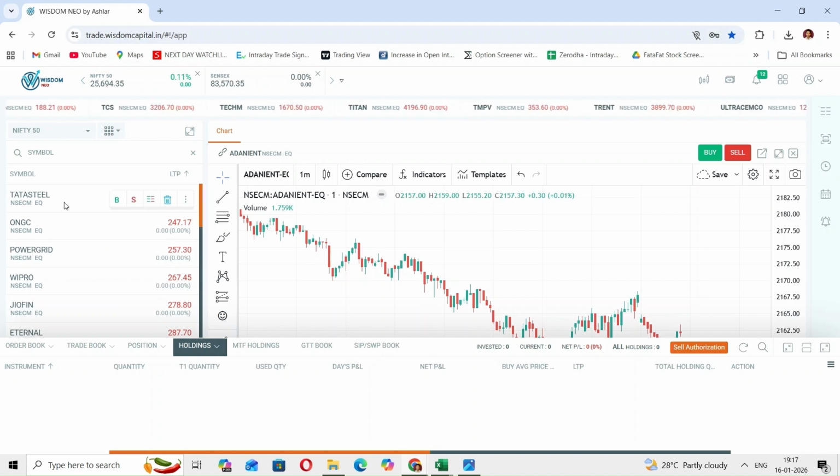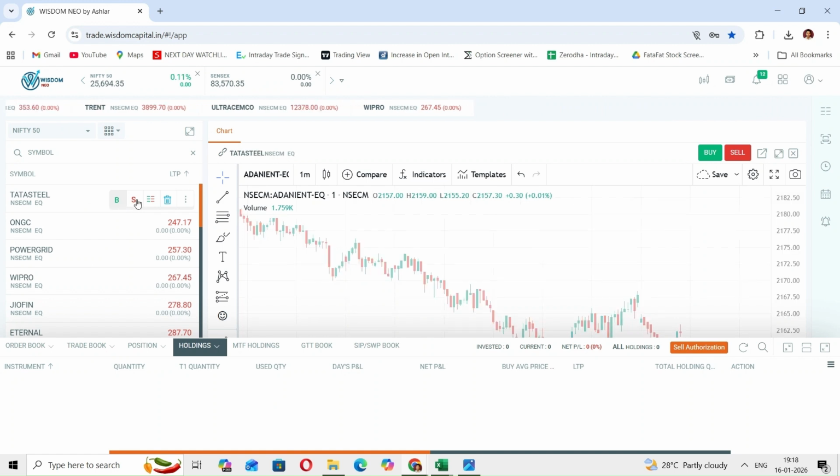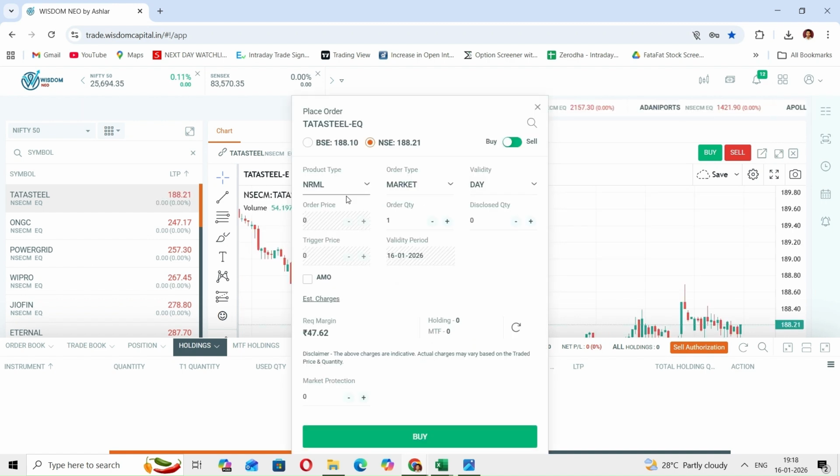So take an example, that is Tata Steel stock. Okay. So in case of Tata Steel, suppose I want to take a buy trade. The price here is 188.2. Okay, so what I will do, I will select here MIS.